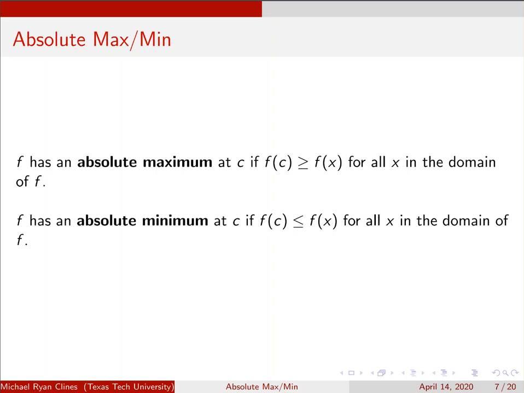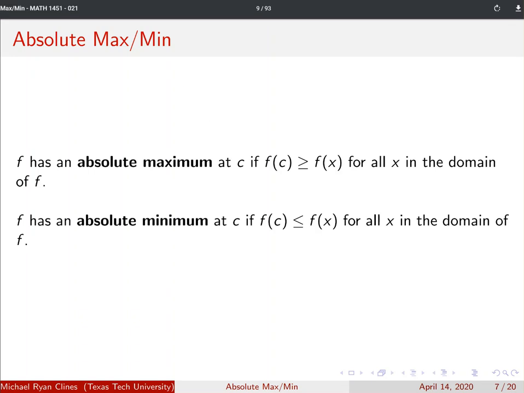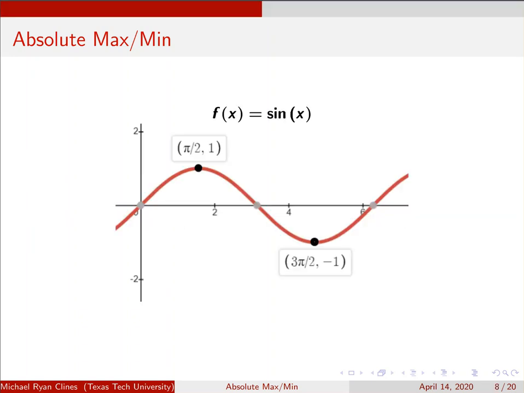F has an absolute minimum at a point c if f of c is less than or equal to f of x for all x in the domain of f. So these definitions are similar to the relative maximums and minimums, except these are the absolutes. There is nothing bigger than it, and there is nothing smaller than it. So that's the absolute maximum and minimum. But let's look at an example of it.